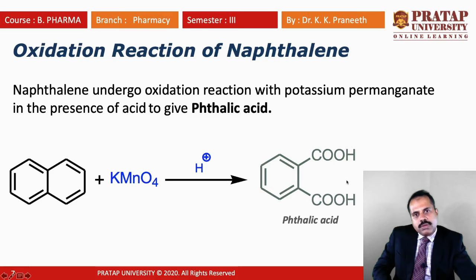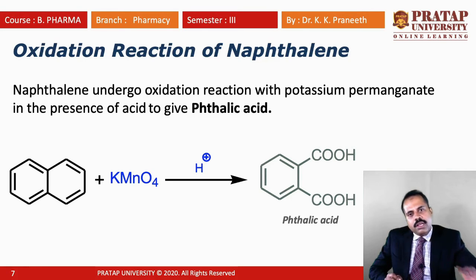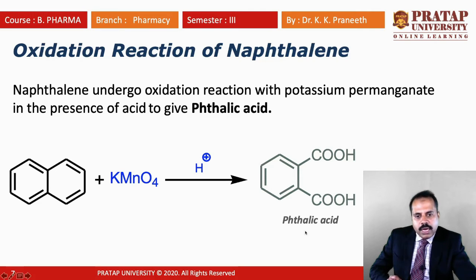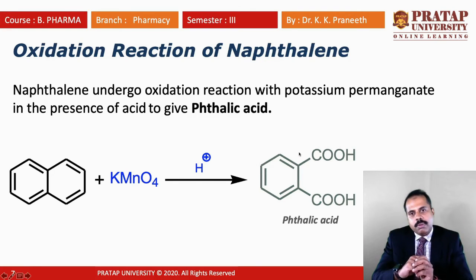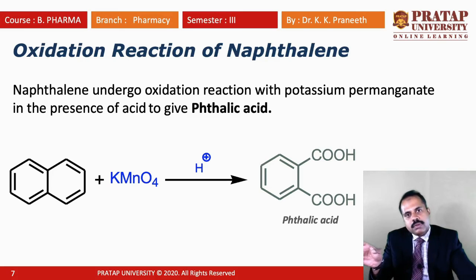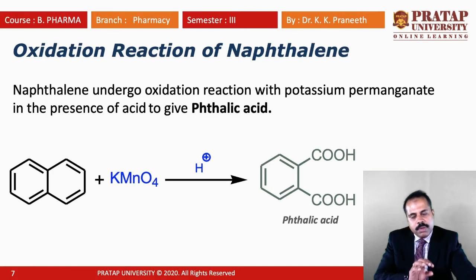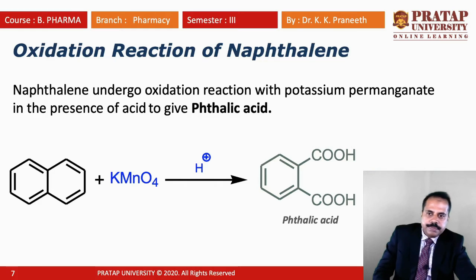And this phthalic acid is used as a starting material for making many different drug materials, chemicals and so on. So, this is one of the very important reactions. From naphthalene you can get phthalic acid, because phthalic acid has a good number of applications in chemistry and the pharmaceutical field. So, naphthalene undergoes oxidation reaction with potassium permanganate KMnO4, which is a very strong oxidant, in the presence of any acid, to give phthalic acid as the product. So, these two important oxidation reactions you can remember. One is the preparation of 1,4 naphthoquinone, and the other is the preparation of phthalic acid, both by oxidation reaction.